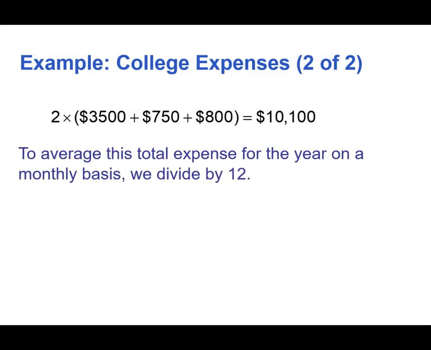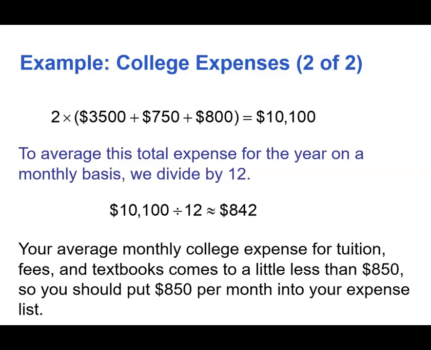So once you have the amount for the whole year, to average this total expense for the year on a monthly basis, we'd want to divide that by 12. So 10,100 divided by 12 is going to be approximately $842. Your average monthly college expense for tuition, fees, and textbooks comes to a little less than $850. So you should put $850 per month into your expense list.